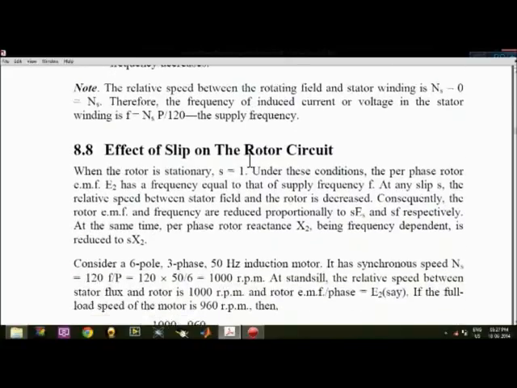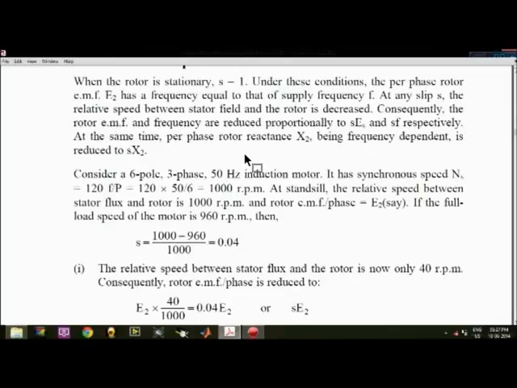Now the effect of slip on the rotor circuit, here is a numerical. Consider a 6-pole 3-phase 50 Hz induction motor. So Ns will be 120 into f by P, which comes out to be 1000 rpm. At standstill, the relative speed between the stator flux and the rotor is 1000 rpm, and the rotor EMF is E2. If the full load speed of the motor is 960 rpm, what is the slip?